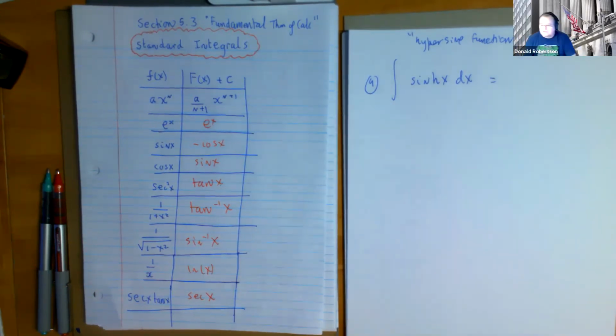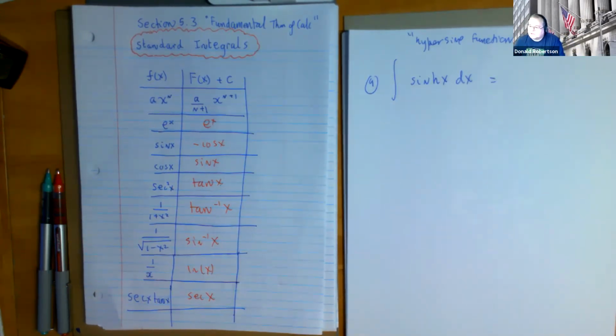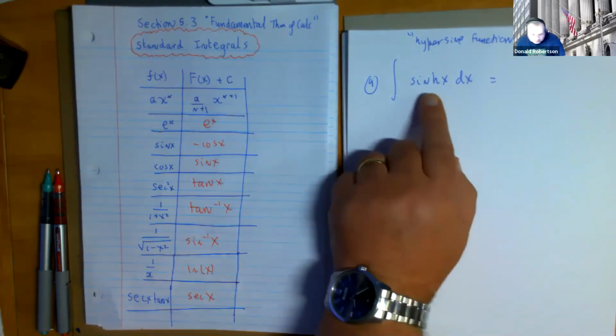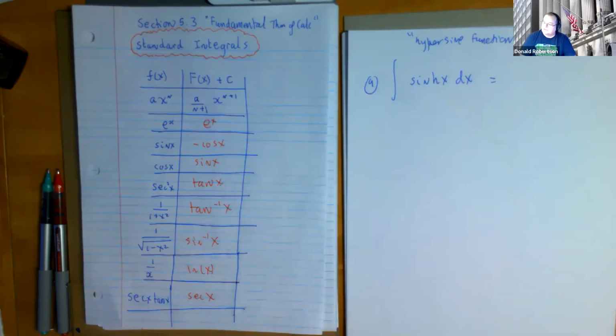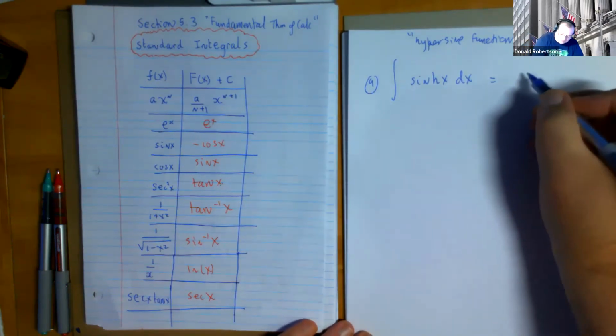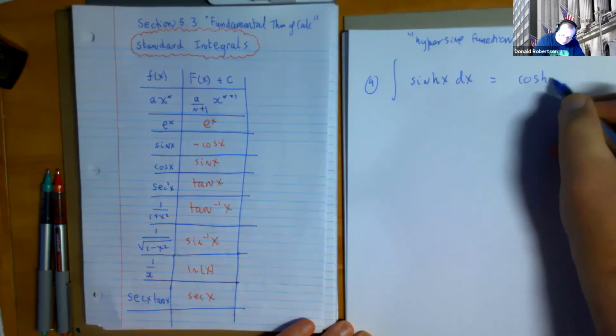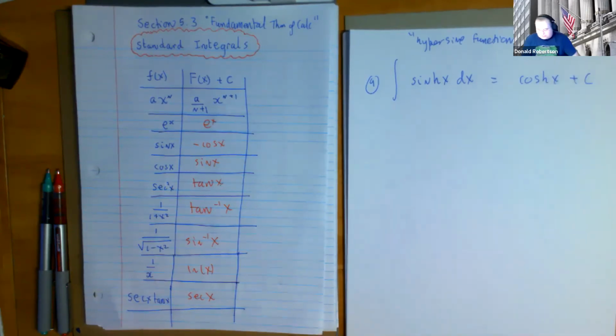You've probably never seen the hypersine function. We don't do it in Calc 1. It's a very rare function. It doesn't get used very much, so it's just easier not to talk about it, and so we didn't. But just in case the odd thing comes out, it does have an antiderivative, and its antiderivative is the hyper cosine function.